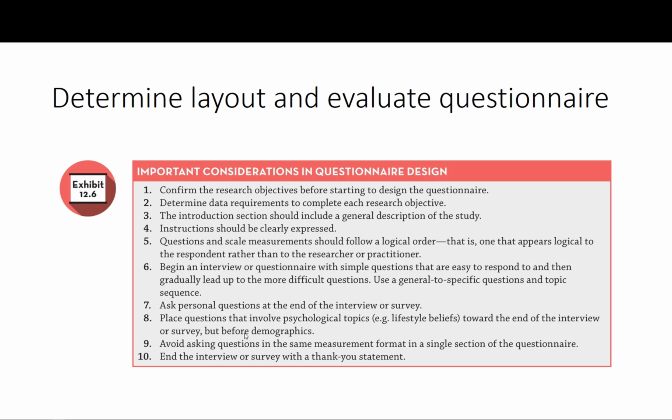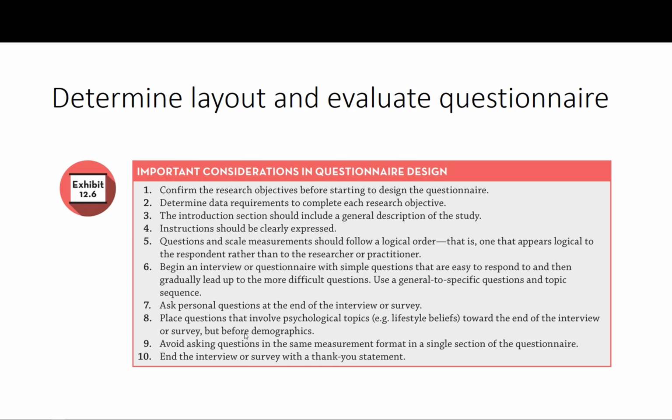The introduction section should include a general description of the study. It should also include reasons why the participant should participate. Basically, of what value is the research going to be for the respondent themselves? If people see some sense of self-interest in giving their time to completing a questionnaire, they are more likely to start the questionnaire and also complete it.